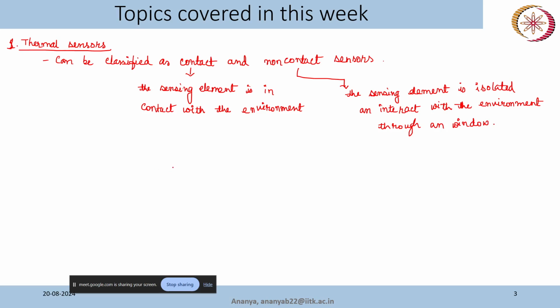There are other ways also. There are different types of sensing mechanisms and different types of material that can be used in thermal sensors. In most of the sensors, the sensing mechanism utilizes the property of change in resistance of a material with respect to temperature. Those sensors are known as thermoresistive sensors.